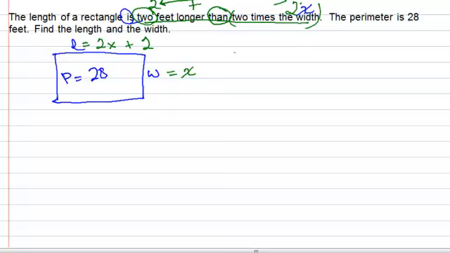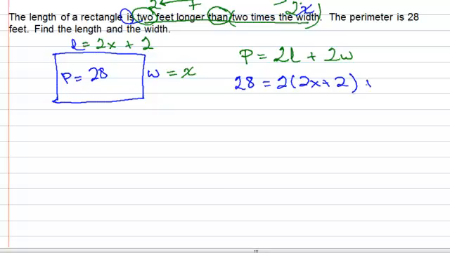And now we write our formula. We have a perimeter formula here, so we have 2L plus 2W, and now we just plug everything in. So 28 is equal to 2 times (2x plus 2) plus 2 times x. Again, I'm just substituting in for the L and the W. And now we've got it into one variable, so all we have to do is solve.